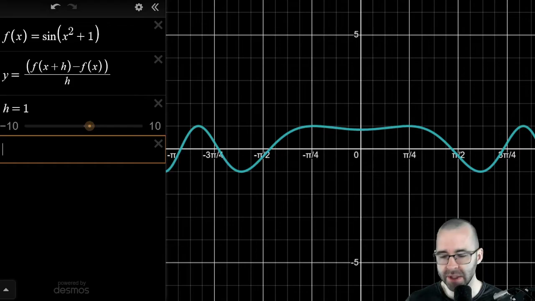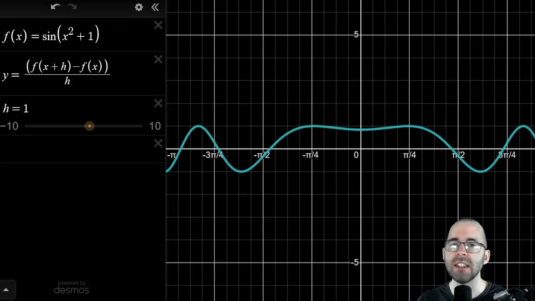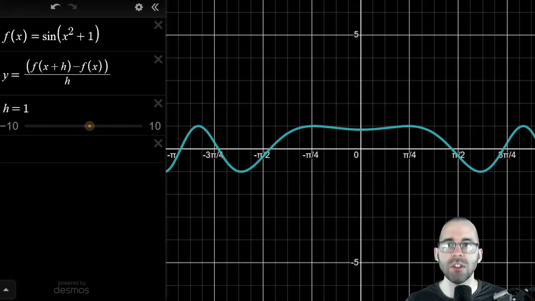have function composition. So let's look at this function I have on the top right here, this blue graph. This is the sine of x squared plus 1. This is a function of a function, f of g, if you remember that from pre-calculus. So the outside function is sine, and the inside function is x squared plus 1.